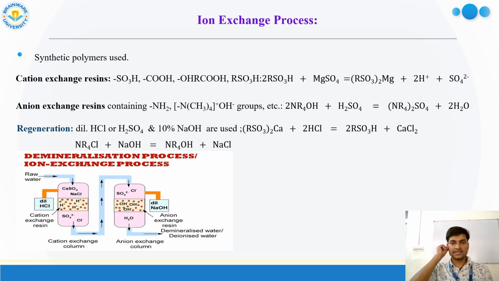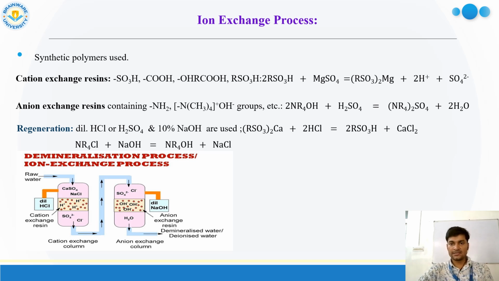Ion exchange process is another process, where we actually use two types of synthetic polymer. That synthetic polymer is actually one type of resin. That resin contains a cationic head and an anionic head. If it is a cationic head, mainly SO3 H plus, COOH, those particular groups are present. And if it is an anionic exchange resin, then it contains NH2, OH minus, these types of compounds.